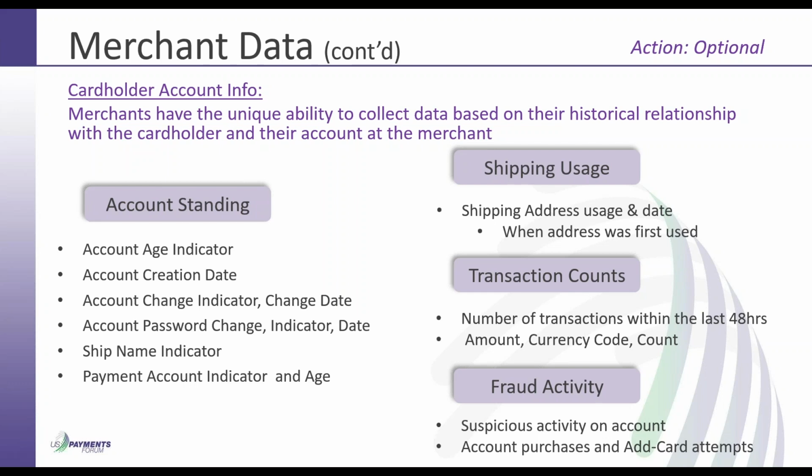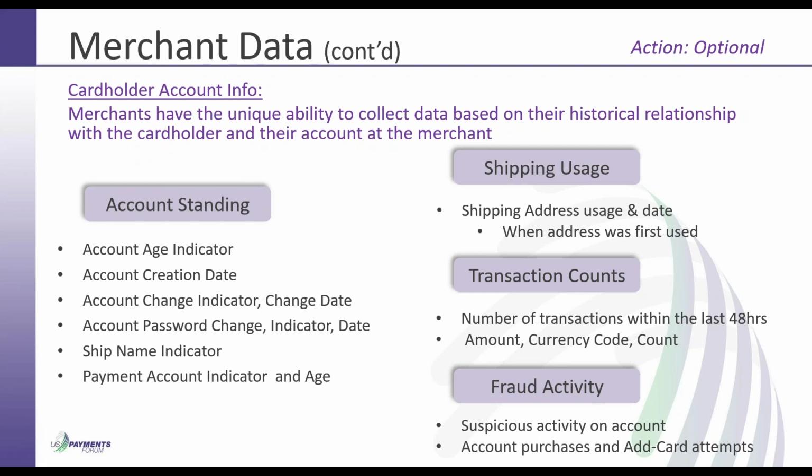And then a payment account indicator and age. So not only information about the account, but what's the underlying funding mechanism, the credit or debit card tied to it, and what's the current status or indicator of that. So if it's enrolled with the account or it's been tied to the account for some time, that particular indicator can be passed as well.